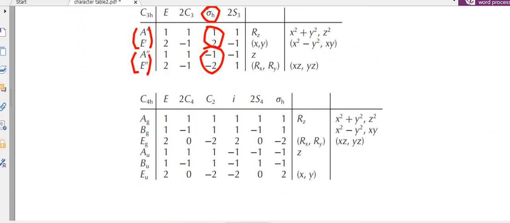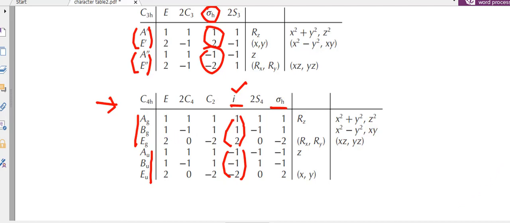We will take some other example also. In the C4h point group also, you find I as well as sigma h. So the priority is given to I, and if it is positive, symmetric to I, then you name it as AG, BG and EG, and if it is negative, that is anti-symmetric to I, you name it as AU, BU and EU. You don't name it after sigma h. You don't call it A dash, B double dash, etc.